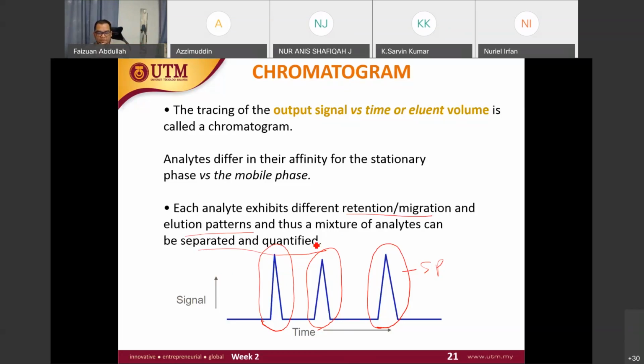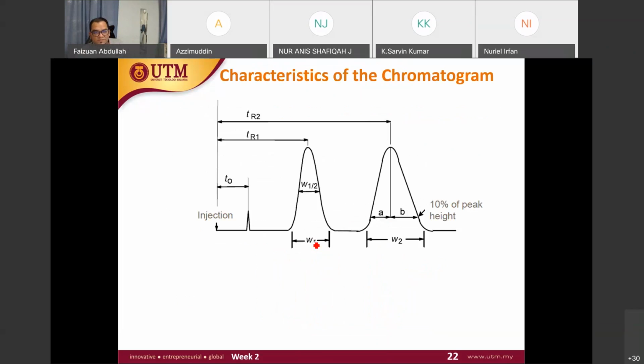So this is the concept of separation technique. We separate based on ion exchange, size exclusion, and so on. And after that, we know the compounds will be separated. But sometimes two or more compounds are separated at the same time, meaning that the chromatogram overlaps. So we use another technique to separate the chromatograms of the different analytes that appear on the same chromatogram. So, the characteristics of the chromatogram.